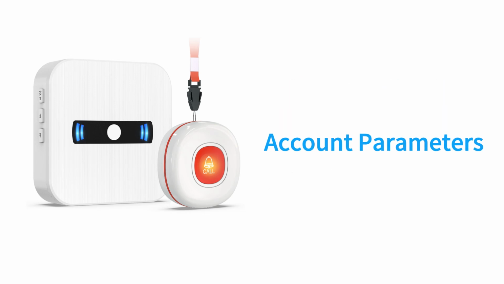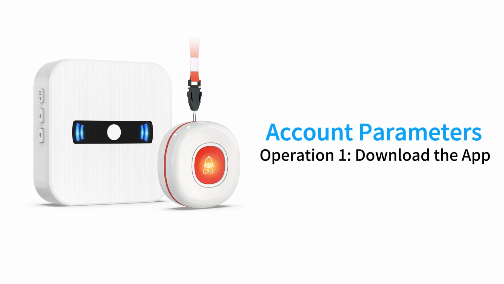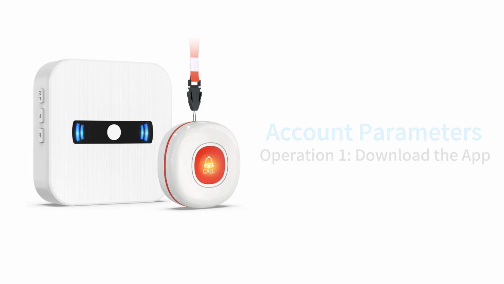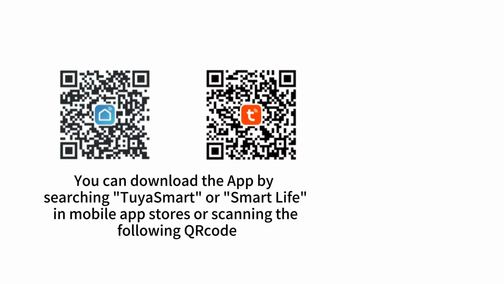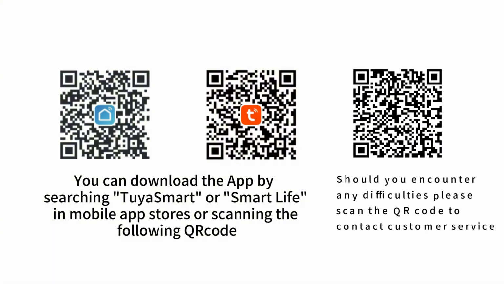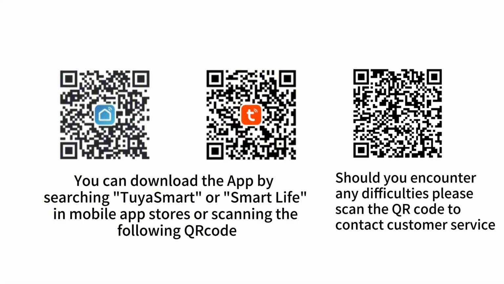Account registration. Operation 1. Download the app. You can download the app by searching Tuya Smart, Smart Life in mobile app stores or scanning the following QR code. Should you encounter any difficulties, please scan the QR code to contact customer service.